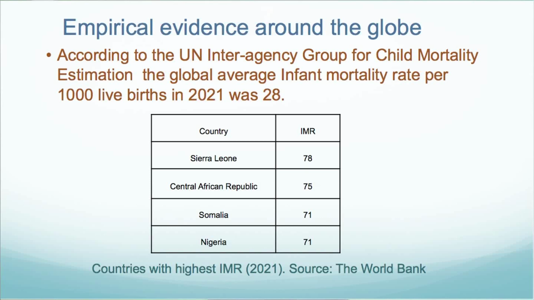Now, if you delve into the empirical data regarding IMR across the globe, the UN Interagency Group for Child Mortality Estimation suggests that the infant mortality rate per 1,000 live births in 2021 had a global average of 28. Among all the countries, Sierra Leone had the highest infant mortality rate with 78, followed by Central African Republic at 75, and Somalia and Nigeria jointly at 71 deaths per year. Monaco, on the other hand, had the least infant mortality rate with 1, followed by San Marino.